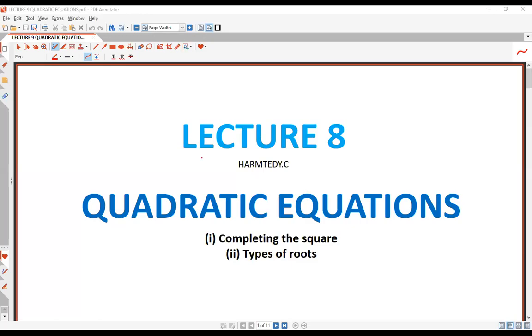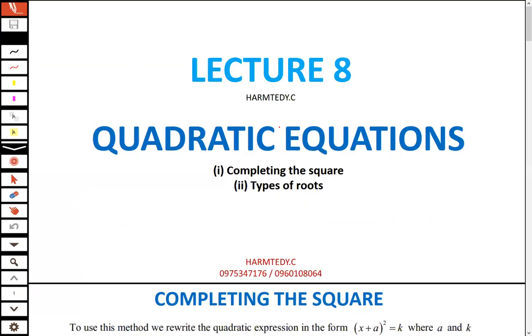Okay, so like I said, we are starting the completing the square method, which is still under quadratic equations. And then we'll also look at the types of roots of quadratic equations. All right, so let's quickly begin.